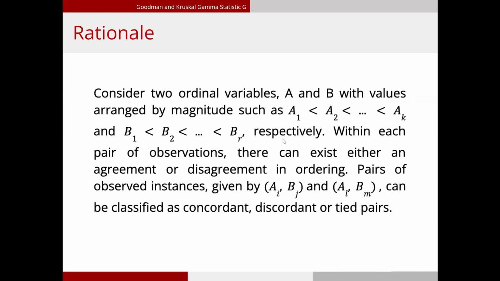So consider two ordinal variables, A and B, with values arranged by magnitude, such as A sub 1 is less than A sub 2, and A sub 2 is less than A sub 3, and so on. And B sub 1 is less than B sub 2, and B sub 2 is less than B sub 3, and so on. Within each pair of observations, there can exist either an agreement or disagreement in ordering. Pairs of observed instances given by A sub i with B sub j and A sub l with B sub m can be classified as concordant, discordant, or tied pairs.